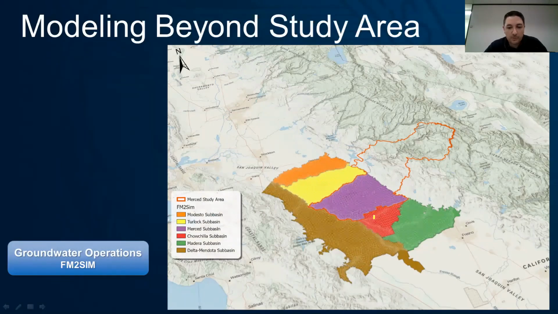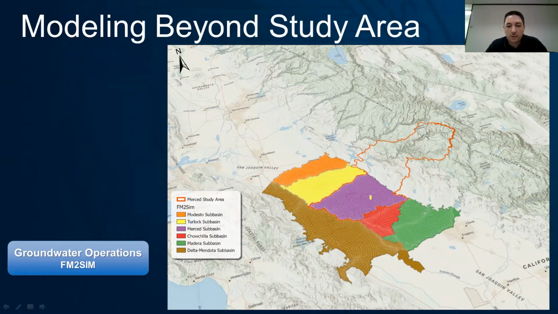We call it FM2SIM. It is a clipped version of the state's C2VSIM fine grid model. It's been clipped to the Merced subbasin, which is within our study area, but then also the surrounding subbasins as well. And we figured out pretty early on that for groundwater, it doesn't really stick to what the watershed is. The subbasins are all interconnected, water's moving back and forth. What's happening in one subbasin can affect another one, especially when we start to get into FloodMAR.